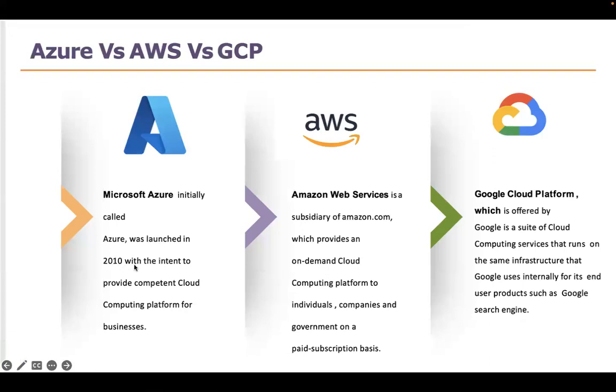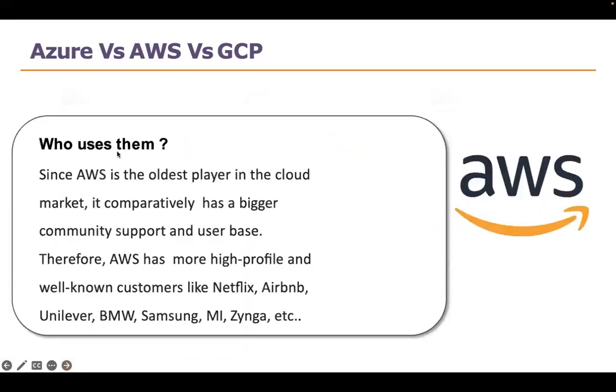Azure launched in 2010, we can say. AWS is available from 2006. And finally, just some years ago, Google launched. Everyone has different features. That's why everyone is good. Okay. And based on that, we have some differences.